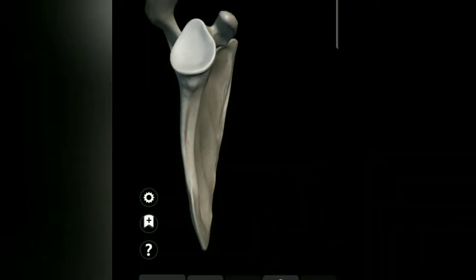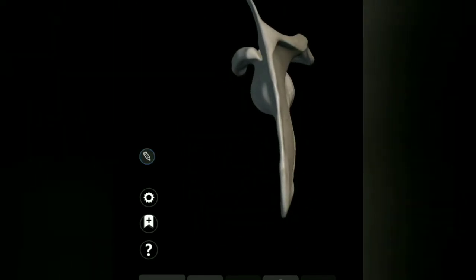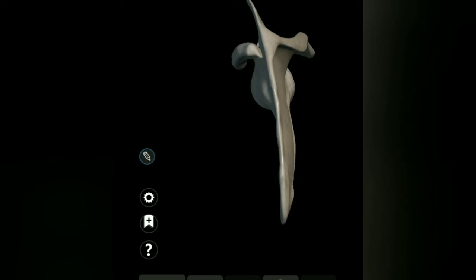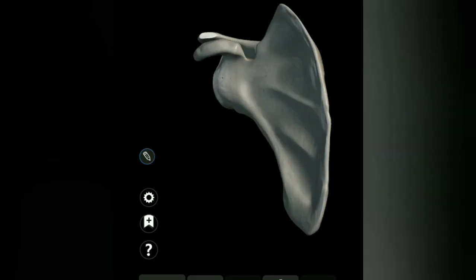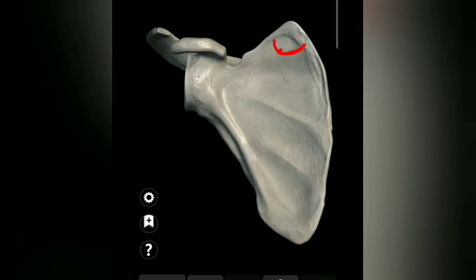Now coming to the medial border, which is thin. This one is the medial border. It extends from the superior angle to the inferior angle. This one is the superior angle. This one is the inferior angle, and this one is the lateral angle or the glenoidal angle.